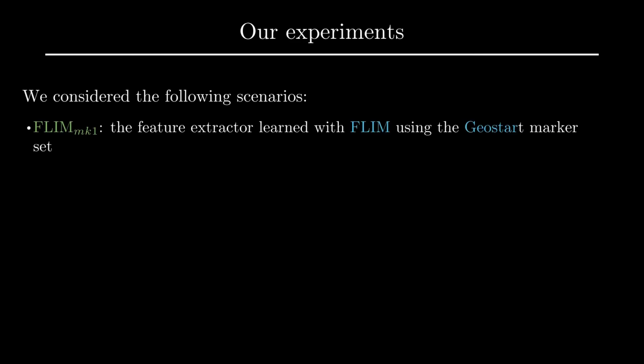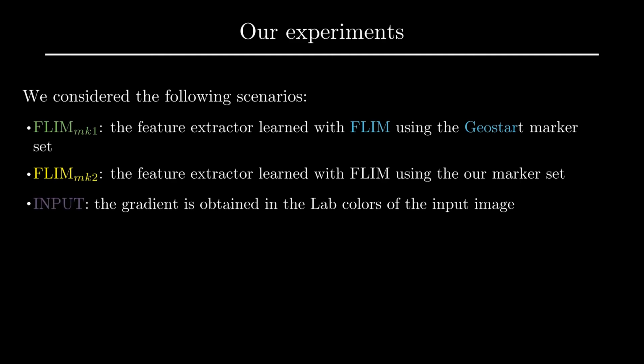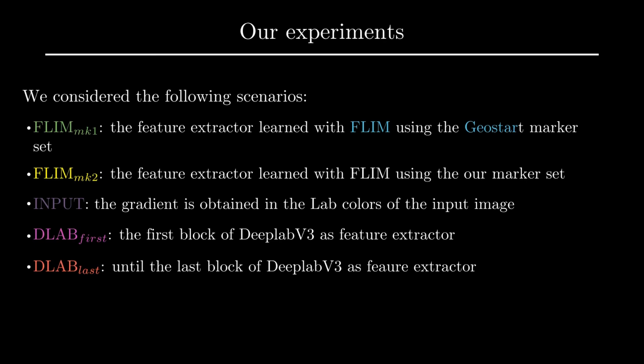We evaluated the following scenarios. The feature structure learned with FLIM using the GeoStar marker set. The feature structure learned with FLIM using our marker set. As baseline, we considered the following scenarios. We don't use a feature structure. The gradients obtained in the Lab color space of the input image. The first block of DeepLab v3 as feature structure. Up to the last block of DeepLab v3 as feature structure. We use the DeepLab v3 trained on the Pascal dataset.